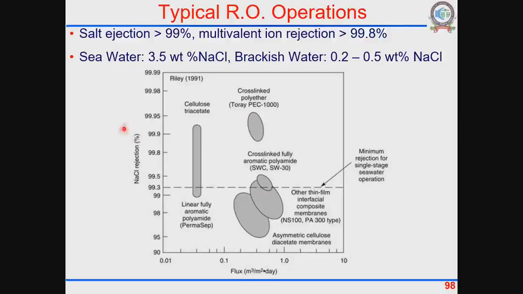What is plotted here is rejection versus flux. So you will see that we require a minimum 99.3% rejection for seawater application to make that water potable. And what this graph shows is what kind of flux we get from different kinds of membranes. So if you look at asymmetric membranes, you get very high flux. If you look at some of the older versions of these membranes, you get very low flux.